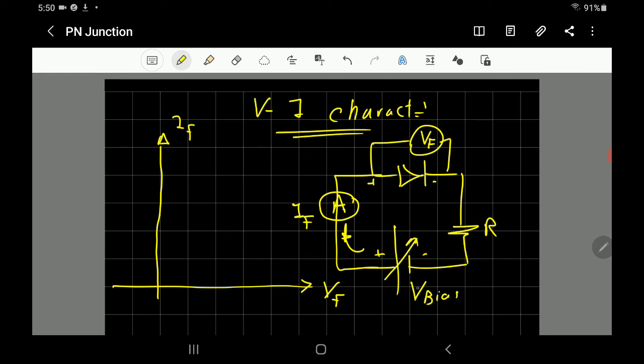When the voltage starts at zero, the current is zero. When the voltage increases, let's say to 0.3, the current is still very small. When the voltage reaches 0.7, if this is made of silicon, I can see that if I increase it further, the current starts shooting up and conducting. So that's the characteristic in the forward bias.